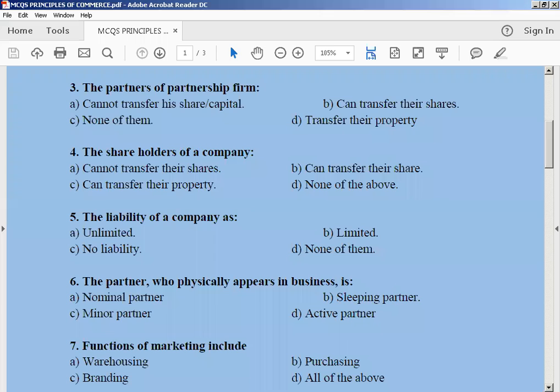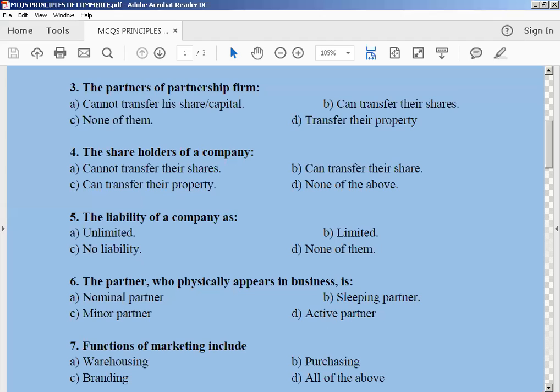MCQ number 3, the partners of a partnership firm. Option A, cannot transfer the share and capital. Option B, can transfer the shares. Option C, none of them. Option D, transfer their property. Now, MCQ number 4, the shareholders of a company. Option A, cannot transfer their share. Option B, can transfer their share. Option C, can transfer their property. Option D, none of the above.